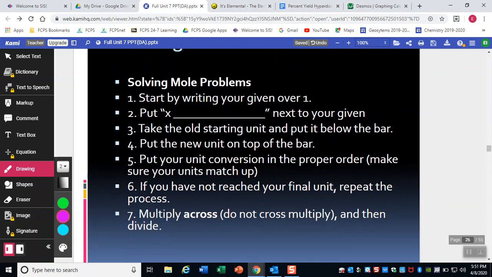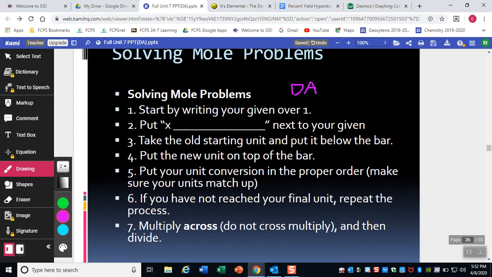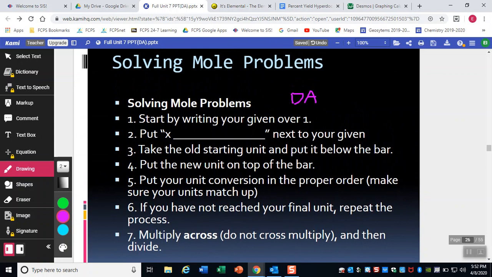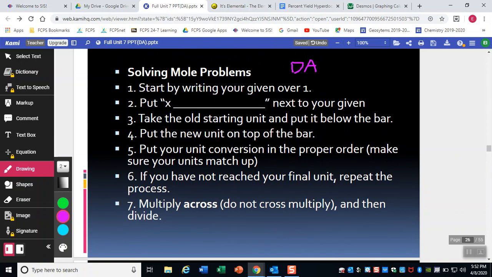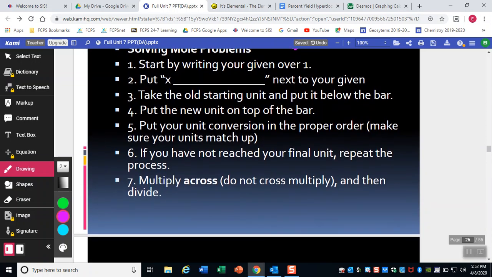So solving mole problems, you're going to use your dimensional analysis, your DA. I've been reading Harry Potter, so I'm thinking the Dark Arts, or what was their club? I think it was Dark Arts. I'll have to remember what DA stands for. I'll have to look at that more closely.